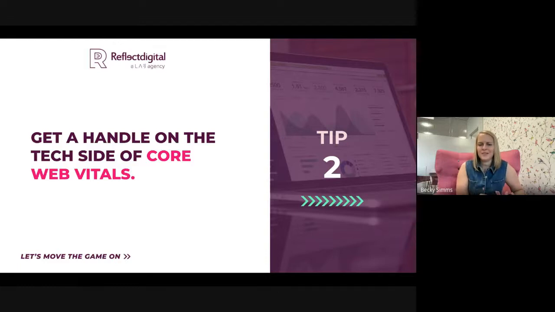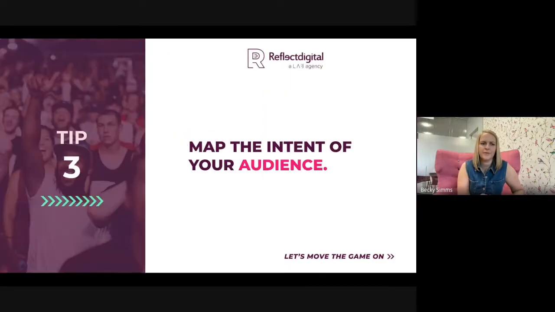Get a handle on the tech side of the core web vitals. I mentioned that up front. It's the techie side of SEO, or it sits within that technical remit, but it is about user experience, and it is very closely linked in that if we're making sure we're landing them on the right page with the right content, and we're not trying to handle 3 different types of journey on one page, we're probably going to be able to score better with our core web vitals as well.